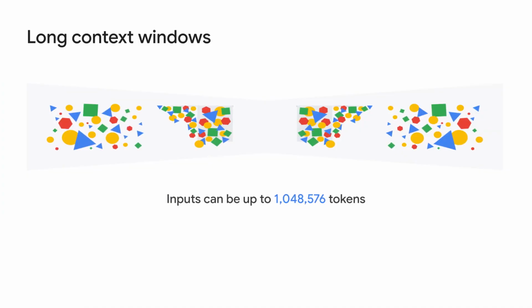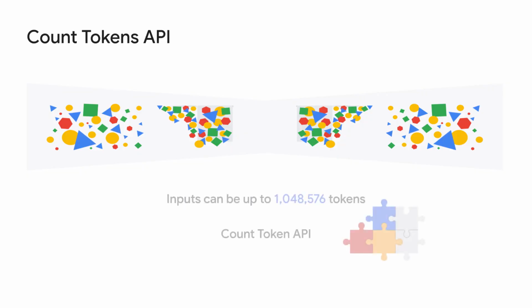All Gemini models have long context windows. This means you can include a lot of text in your prompt to the model, such as a document you would like to discuss, or a significant amount of code for Gemini to review. All current Gemini models support a maximum input size of at least 1 million tokens. And if you are ever unsure of how many tokens of text you have in a prompt, you can use the Count Token API to get a free count of its tokens before sending it to Gemini.